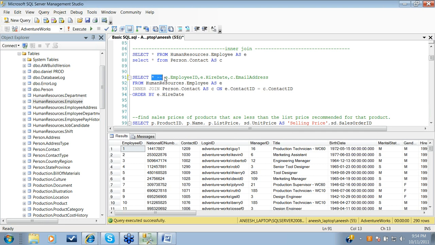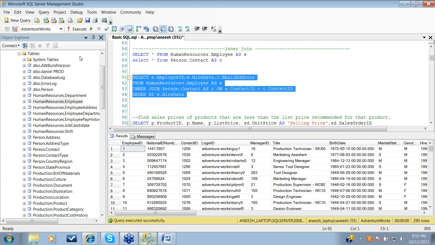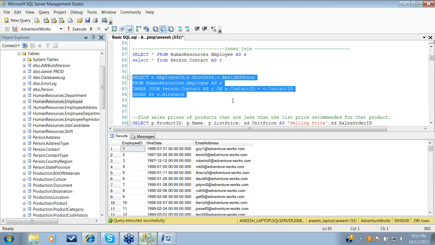So what I can do is take out the star and the 2 dashes. Now I am specifically saying E.employee ID, E.hire date, and C.email address. Here we go. So now we join 2 tables and we are getting information from 2 different tables. If you only want to display the employee ID and the hire date, we shouldn't be joining, because the employee ID and the hire date can easily be retrieved from one single table, which is employee. That is a pretty straightforward select statement.